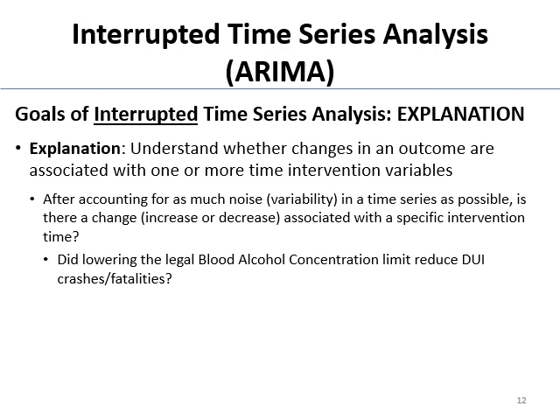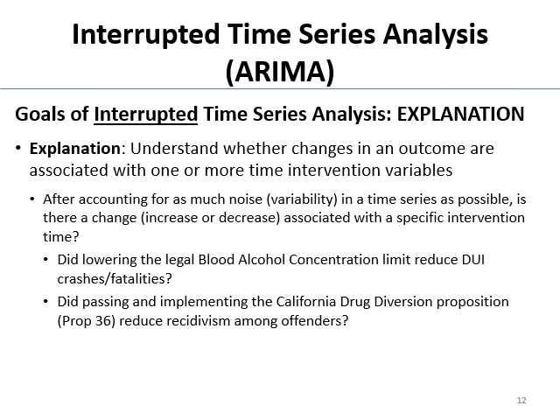So, did lowering the legal blood alcohol concentration limit reduce DUI crashes and fatalities? You look at a time series of that over time, you'd remove trends and local autocorrelation, and if there's seasonality, it'd probably be annual, and you look at when they lowered the BAC limits in your state. After we clean all that junk out, was there a reduction in DUI related crashes or fatalities? Did passing and implementing California's drug diversion proposition, Prop 36, reduce recidivism among offenders? You'd be looking at a measure of recidivism over a long period of time among drug offenders, and you'd want to see at the point in time where that went into effect, did the recidivism rate actually decrease, like we voted for in California anyway with Prop 36?